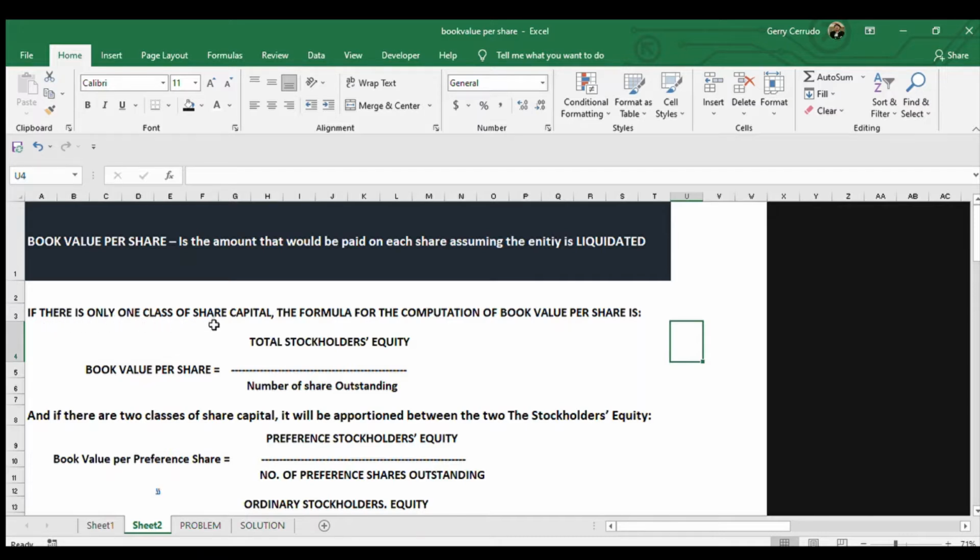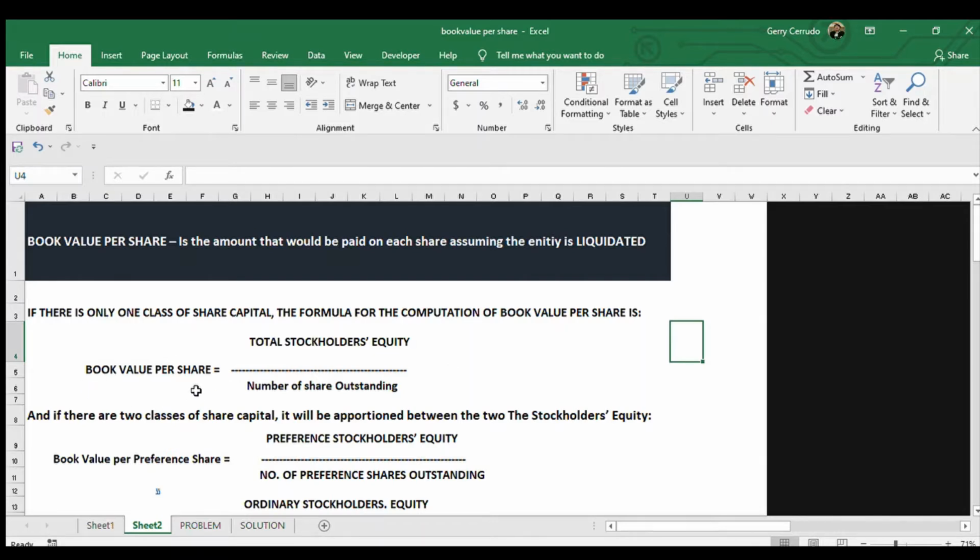If there is only one class of share capital, the formula for the computation of book value per share is this. The book value per share equals the total stockholders' equity. We all know that the stockholders' equity is the net asset of the corporation. Then it should be divided by the number of shares outstanding, assuming that there is only one class of stock. Outstanding here is just ordinary share, no preferred share. So, very simple, madali lang ito.